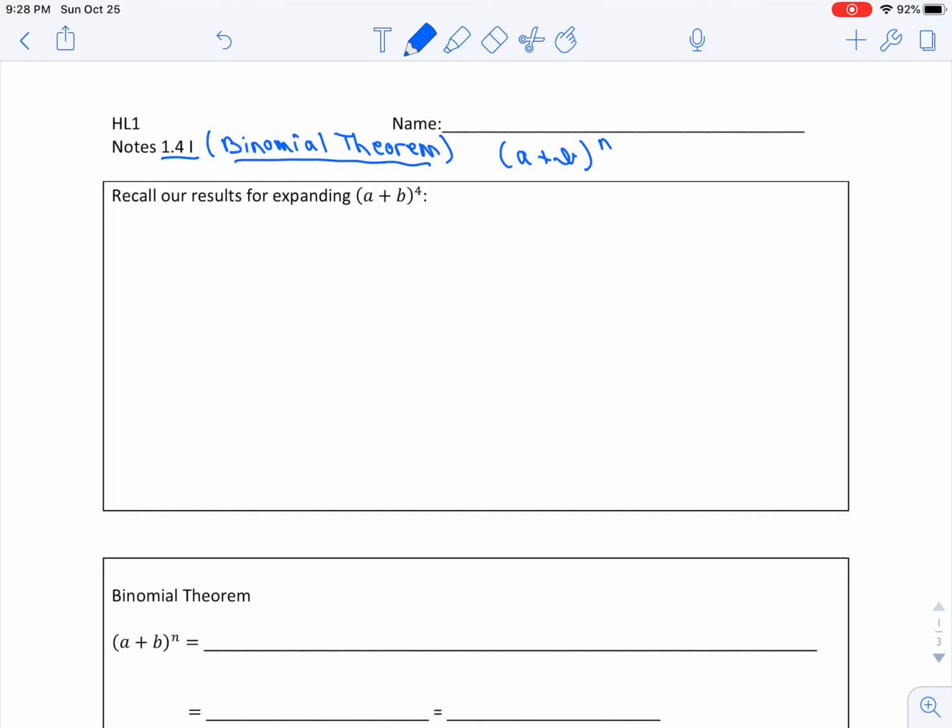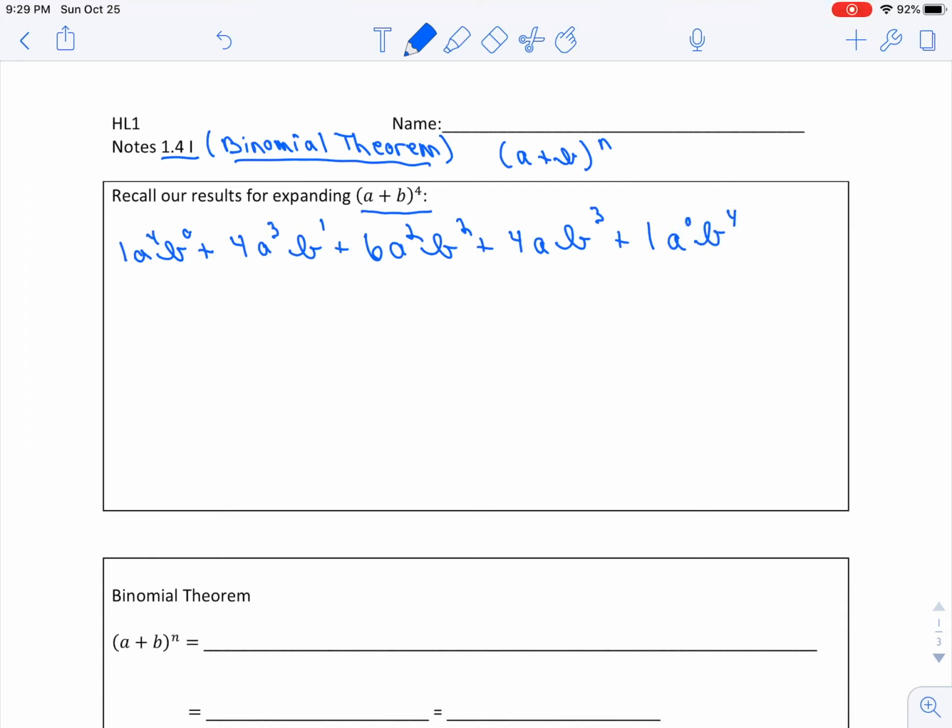So the first thing I want to look at is the results from work that we did in class in our exploration on the board of expanding the quantity a plus b to the fourth. So that binomial to the fourth power. If you remember, the solution that we got is 1 times a to the fourth b to the 0 plus 4 times a to the third b to the first plus 6a squared b squared plus 4ab to the third plus 1 a to the 0 b to the fourth.